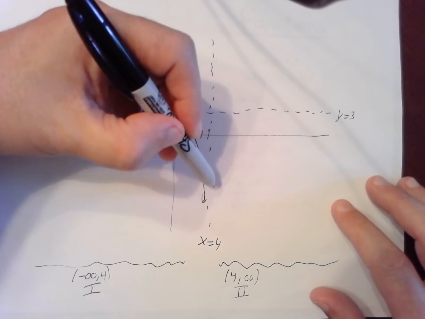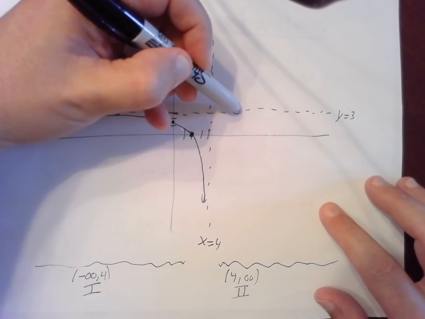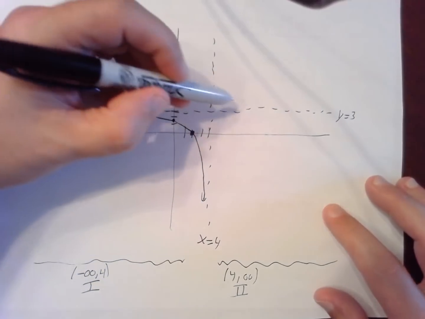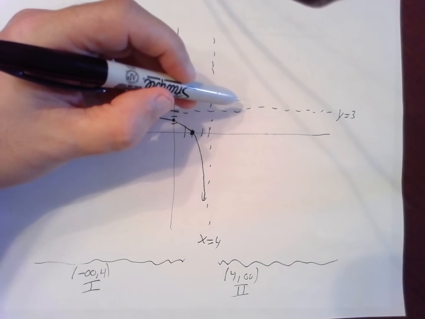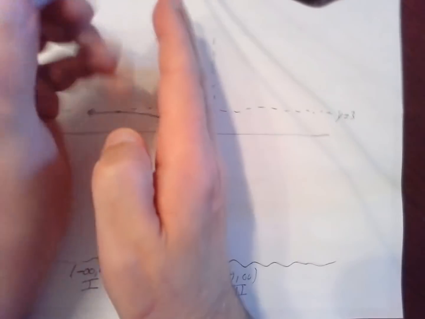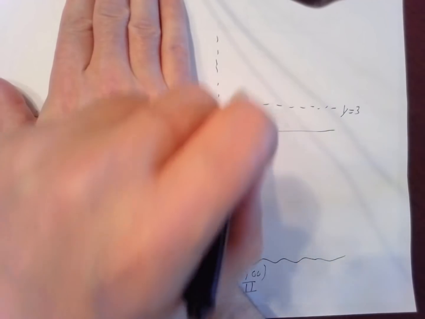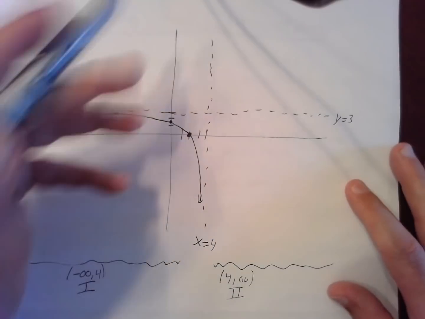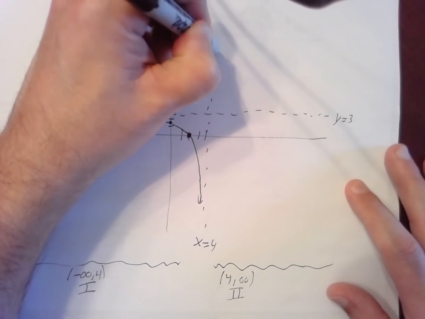Okay, could the graph go like this, come up and cross over the asymptote? No, we don't cross the asymptote. We've already figured that out. The only possible place the graph can live over in this section from 4 to infinity is up here in this corner.